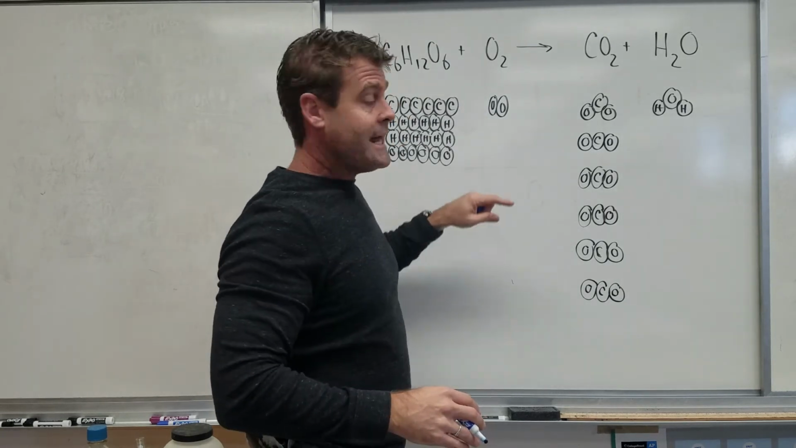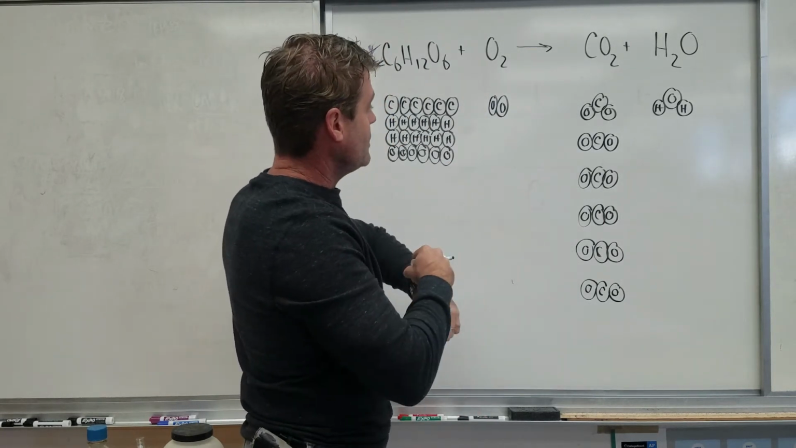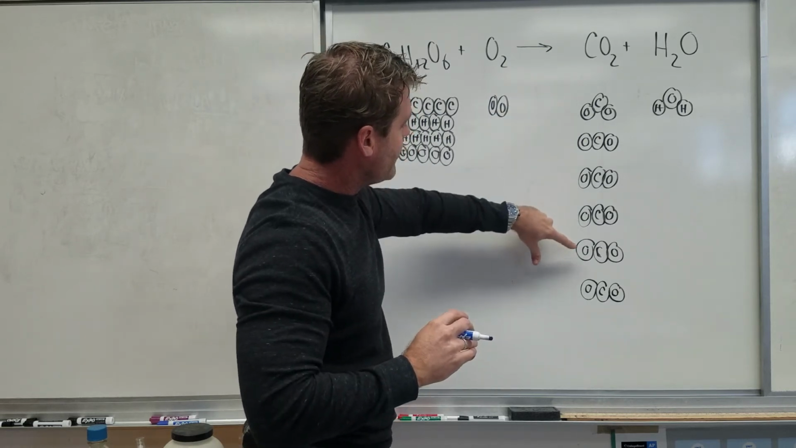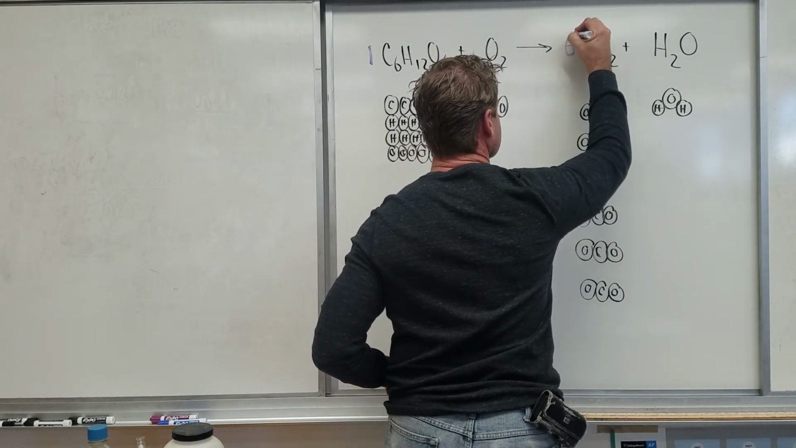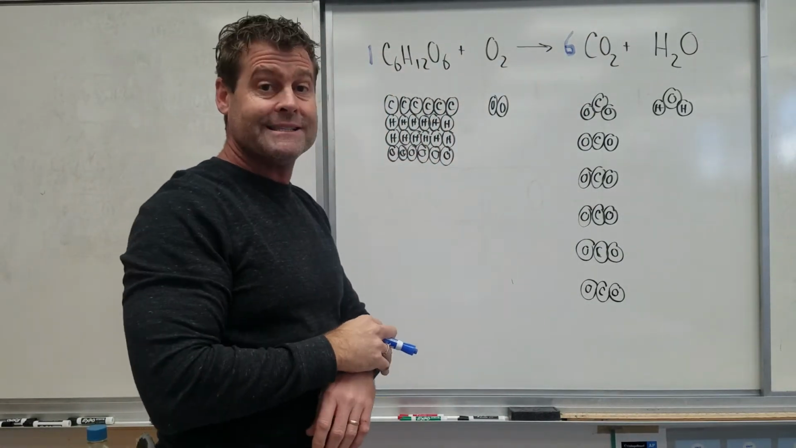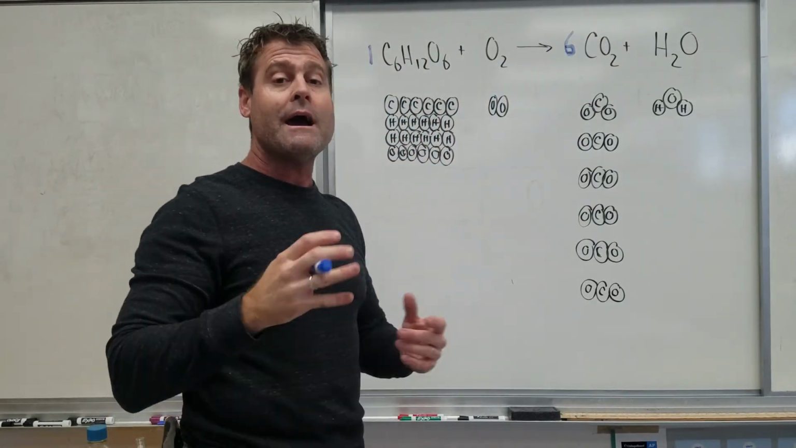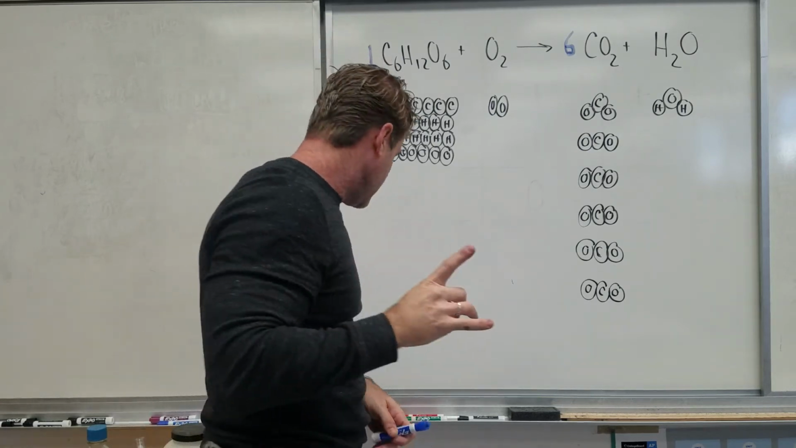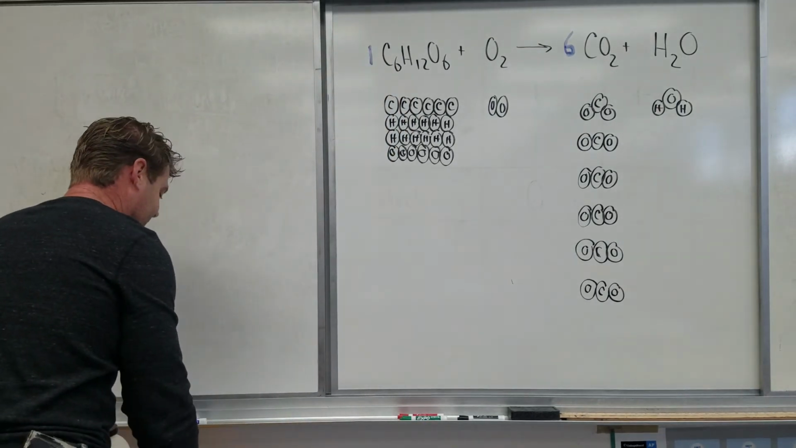So I have 1 of those, and how many carbon dioxide molecules do I have? 1, 2, 3, 4, 5, 6. So I put 6. Okay? So now my carbons are balanced. Now at this point, I move on to another atom. Notice we're just focused on one atom at a time.